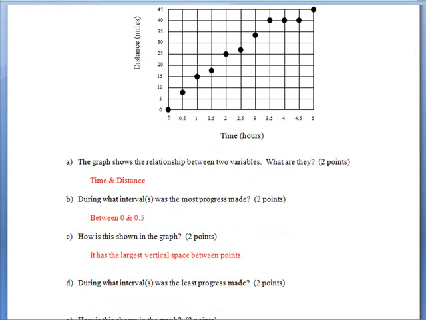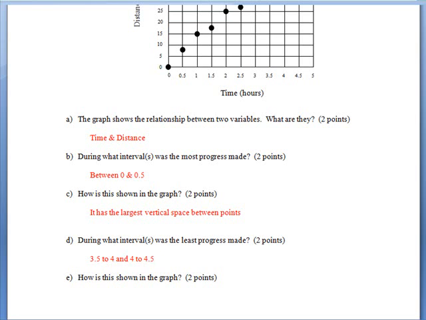D reads, what interval or intervals was the least progress made? So as we go through and we look at the vertical space here, we see between 3.5 and 4 there was no jump, and between 4 and 4.5 there was no jump. Now you can't say from 3.5 to 4.5 because that's not one interval. You want to list each interval individually. So we had two answers for this problem, 3.5 to 4 and 4 to 4.5.